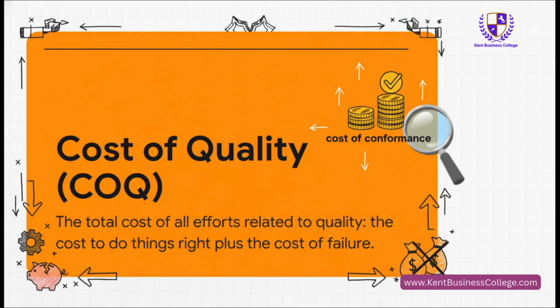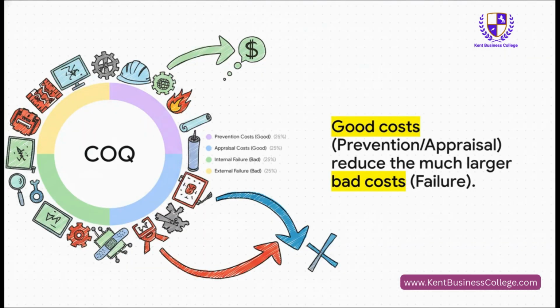So what is COQ? It basically breaks down into two big buckets. There's the money you spend to get things right. We call that the cost of conformance. And then there's the money you lose when things go wrong, and that's the cost of non-conformance. So you've got your good costs. These are investments in things like training and testing. And then you have your bad costs. This is the price you pay for failure, like rework, bug fixes, and warranty claims. And the whole point of COQ is that a little investment in the good stuff saves you a fortune on the much, much bigger bad stuff later on.